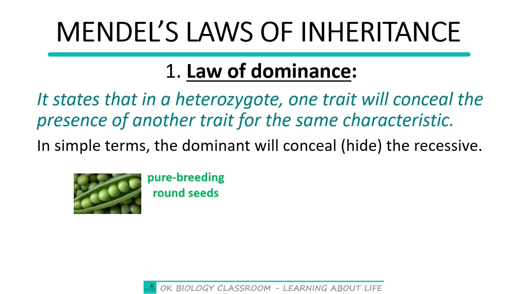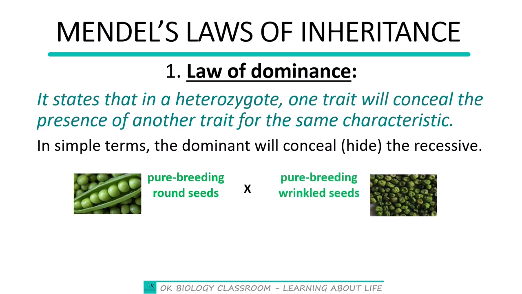So like the case of the round seed, which was crossed with the wrinkled seed, where we realized that in the F1, they were all round seeds. So in this case, the round seed trait, which is the dominant, concealed the wrinkled seed trait, which is the recessive, and that is why in the F1, they were all round seeds.